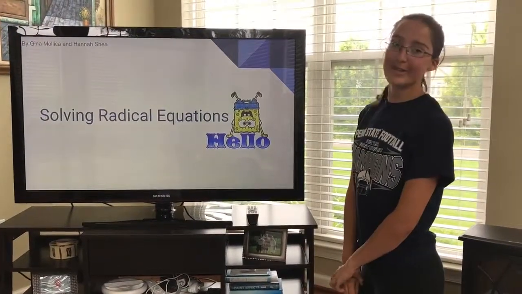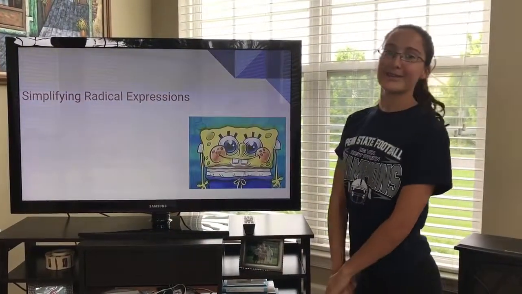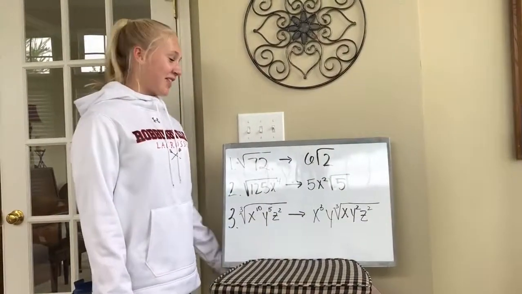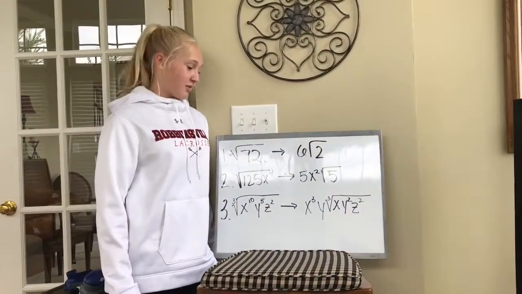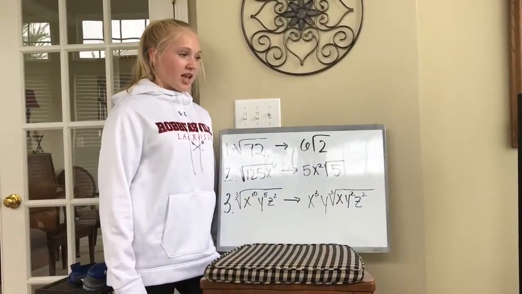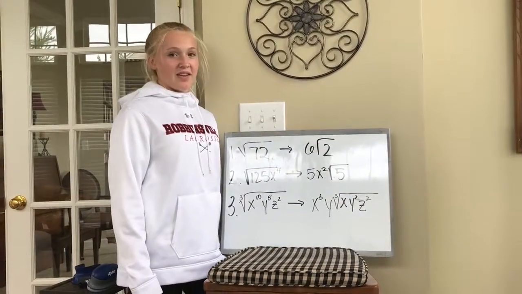Okay, so today we're going to learn how to solve radical equations. Before we do so, let's learn some tools on how to simplify radical expressions. When simplifying radical expressions, although these terms are not perfect squares, you can still further simplify them. What you do is you take any factor that is a perfect square and remove it from the radical. And as you do this, you also take the square root of that factor.